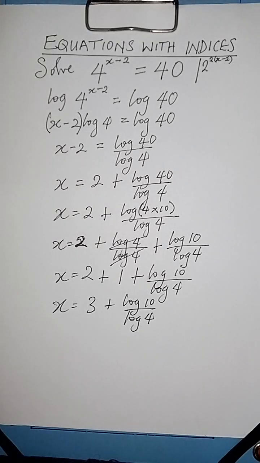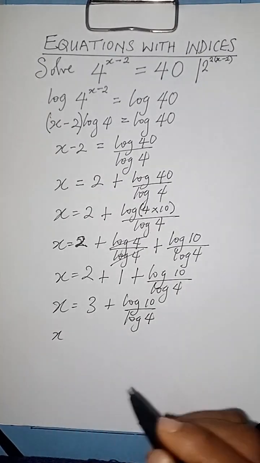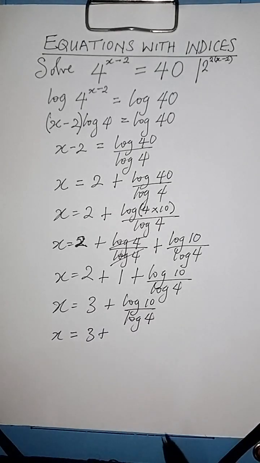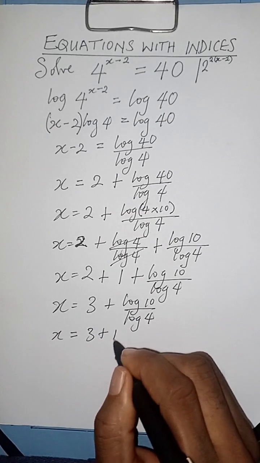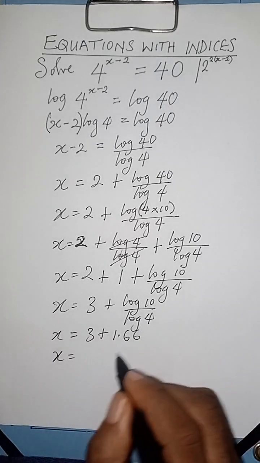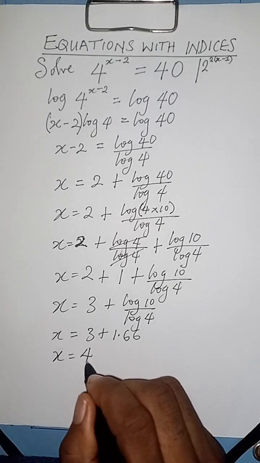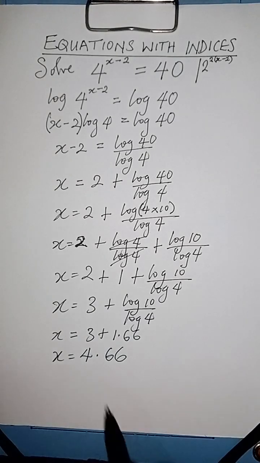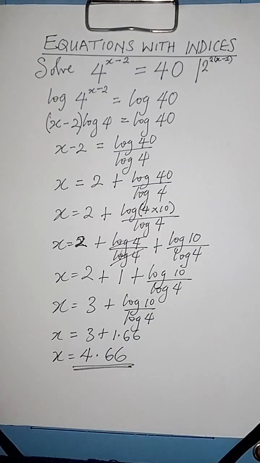Now, this is where it may seem to be very challenging, but it's not. So what do we do in this situation? Simply divide log 10 by log 4. If you do that using your calculator, log 10 divide log 4, you're going to have 1.66. And this will be 3 plus 1.66, which is 4.66. Now, this is the solution to the question. That's the value for x.